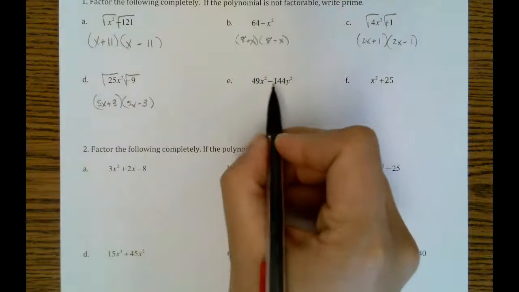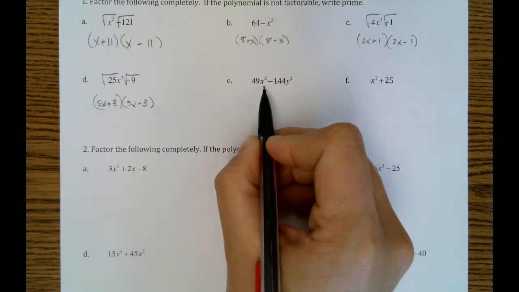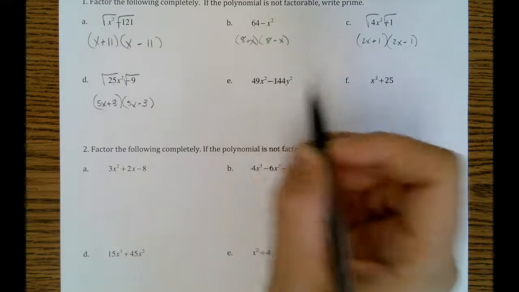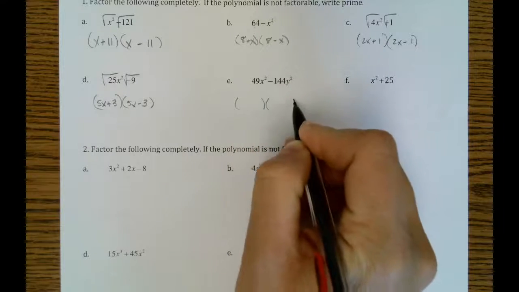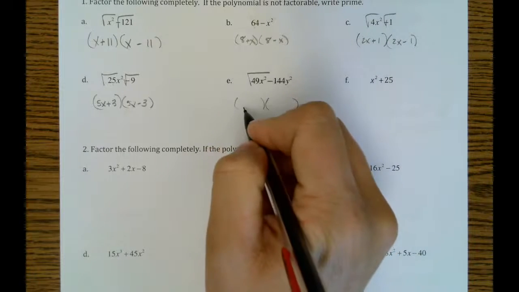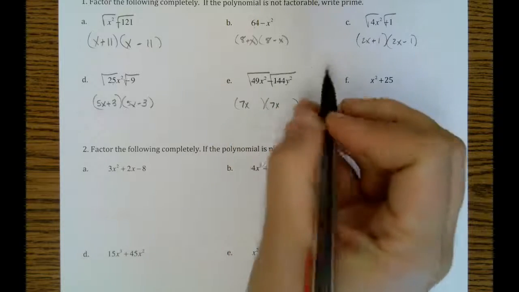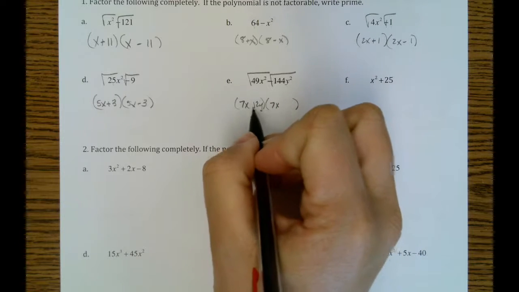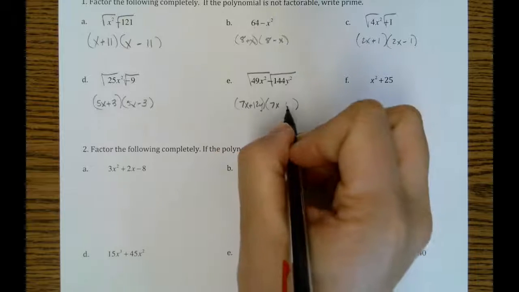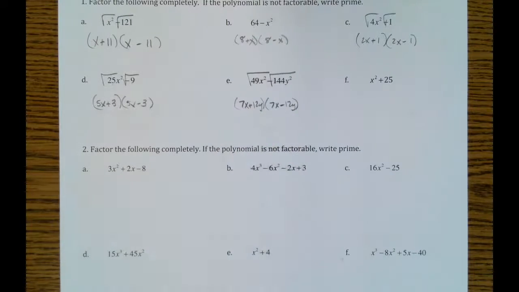Okay, here we have two terms, subtraction, and both are perfect squares. When we have x squared and y squared, we can actually still do that. Square root of 49x squared is 7x. Square root of 144y squared is 12y. One of them will have a positive, and one of them will have a negative.